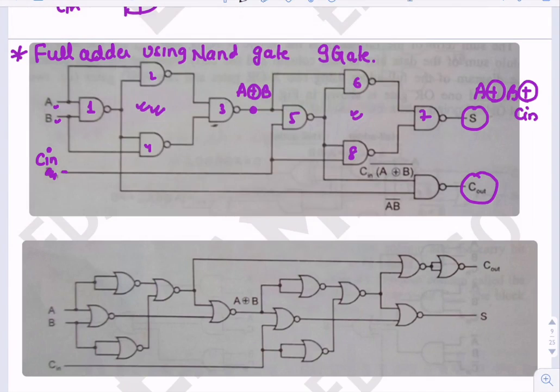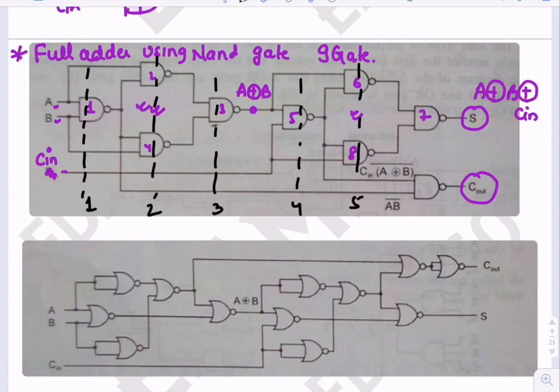We can see that 9 NAND gates are needed, and if we look at the levels, this is level 1 because inputs are directly connected, this is level 2, level 1, level 2, level 3, level 4, level 5 and level 6. So there are 6 levels of gates, so we can say that the output, that is sum and carry bits, need 6 NAND gates delay.